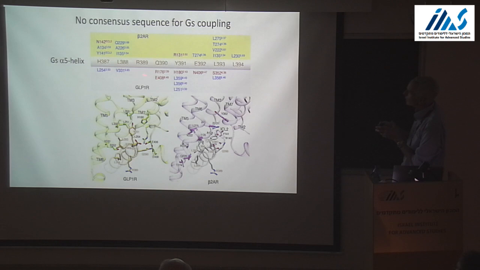If we look at the sequence of GS shown here, this is the C-terminal part of GS that engages the receptor. And we look at the amino acids in the GLP-1 and the beta-2, there's really no conserved set of amino acids. Their interactions are all different. So again, we're not learning anything about coupling specificity.